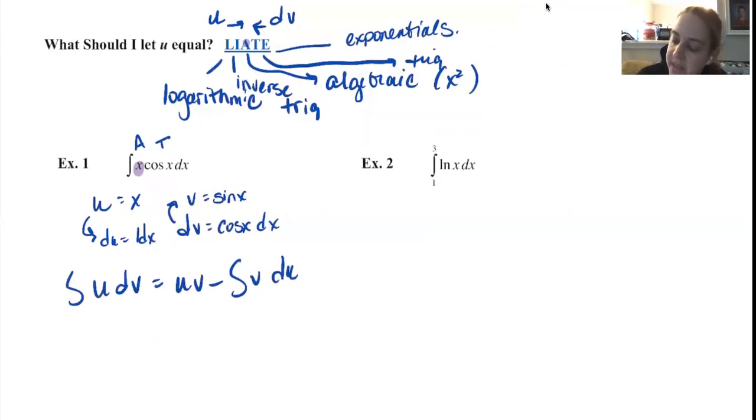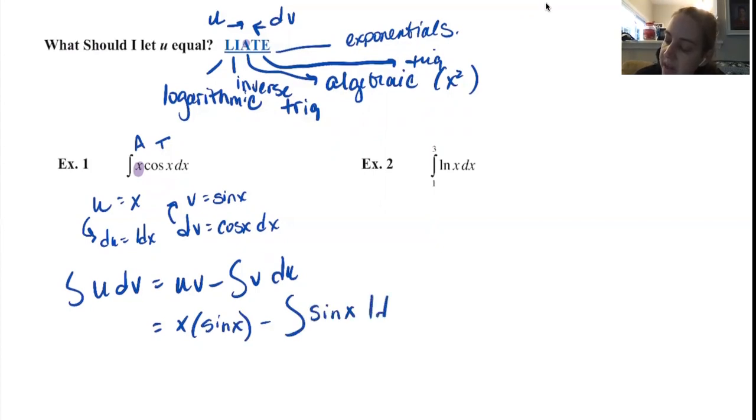Started to substitute on the left-hand side, I just want the right. In for u goes x, in for v goes the sine of x, and du is 1 dx. So now we have to integrate this piece.